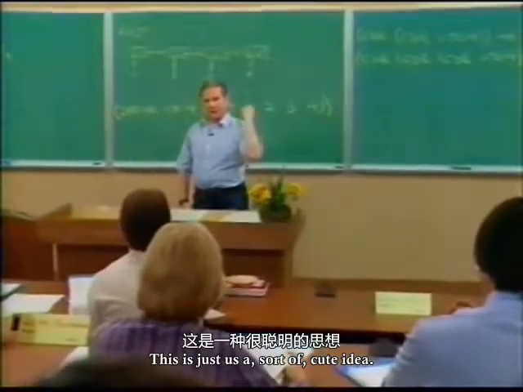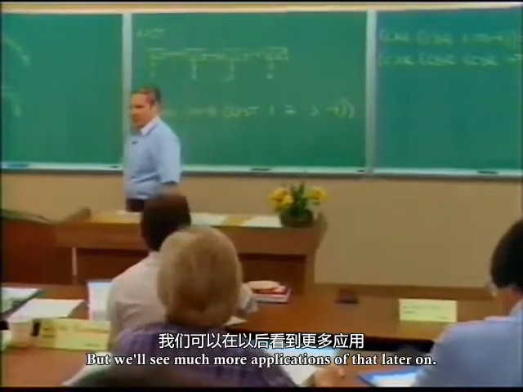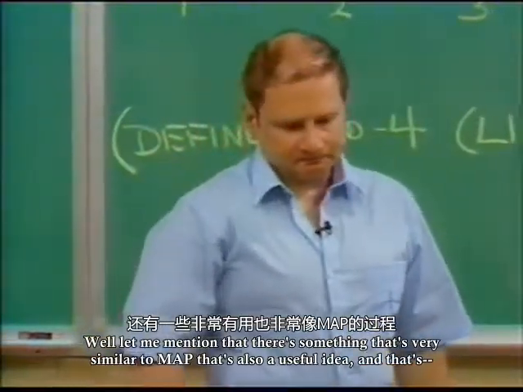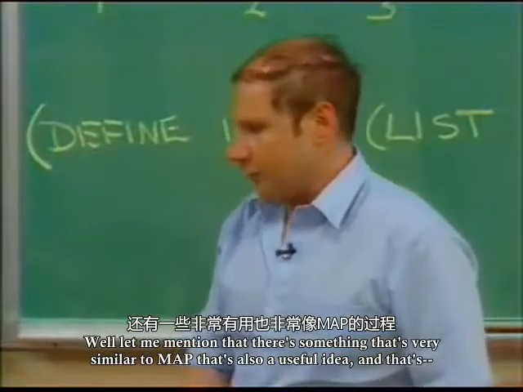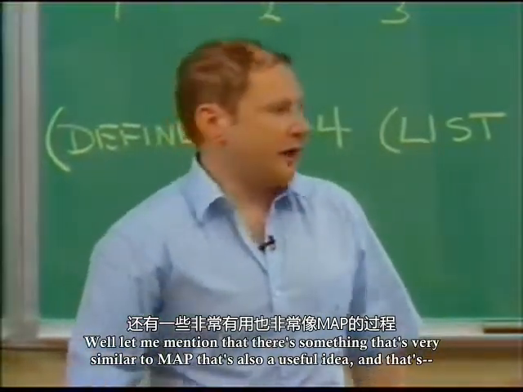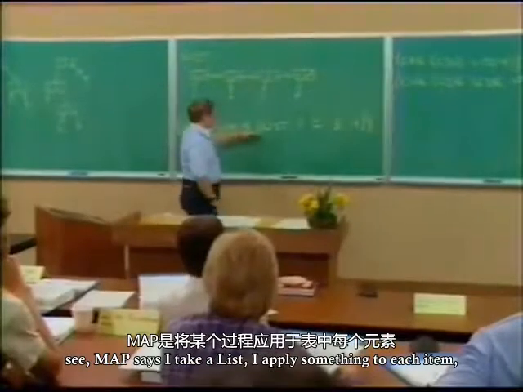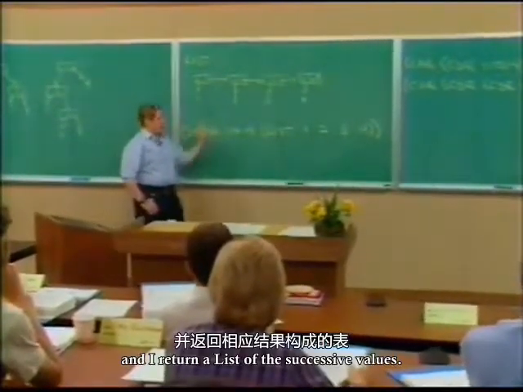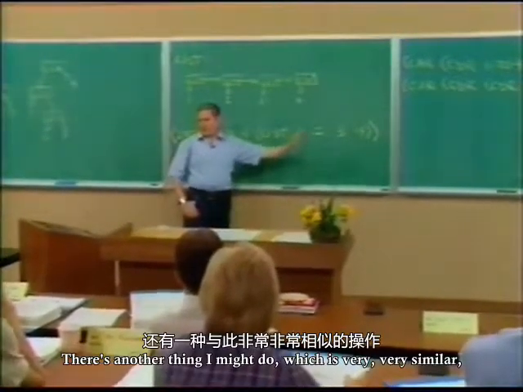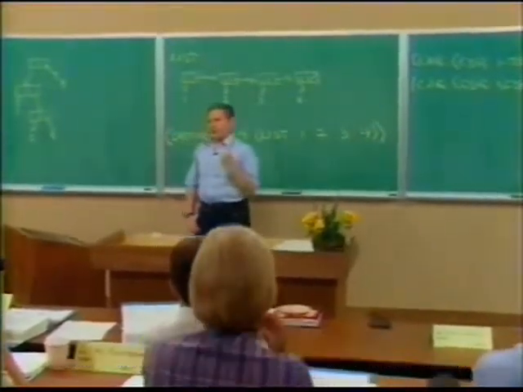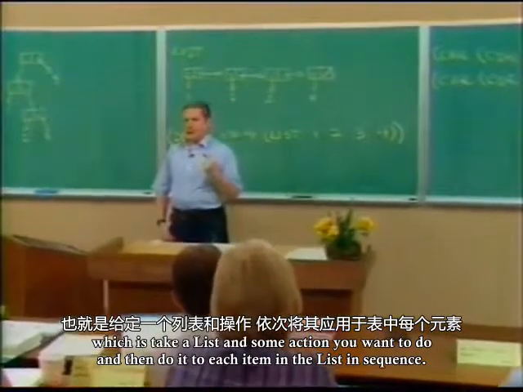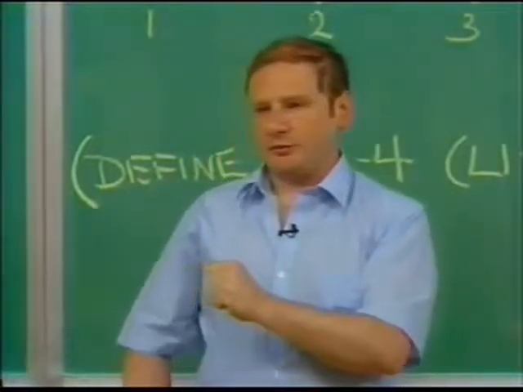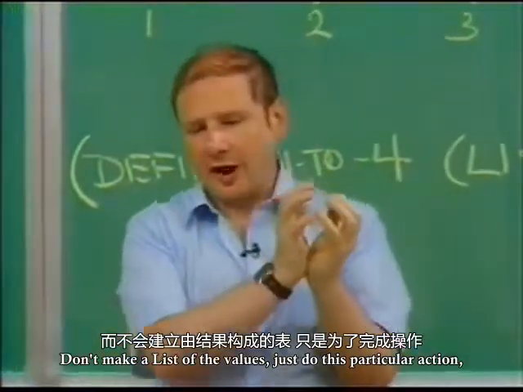This is just a sort of cute idea, but we'll see much more applications of that later on. Oh, let me mention that there's something that's very similar to map that's also a useful idea. See, map says I take a list, I apply something to each item, and I return a list of the successive values. There's another thing I might do which is very similar, which is take a list and some action you want to do, and then do it to each item in the list in sequence. Don't make a list of the values, just do this particular action.